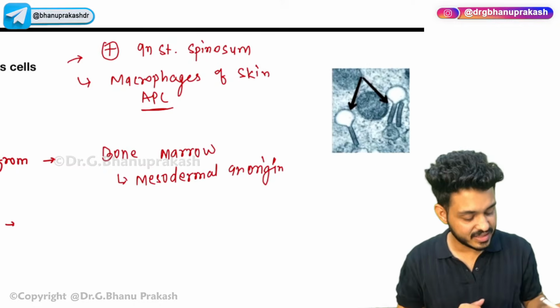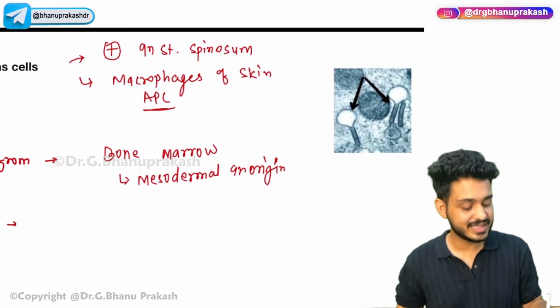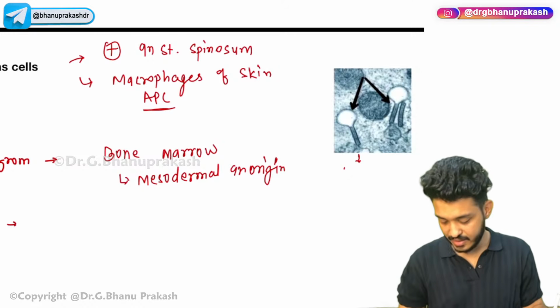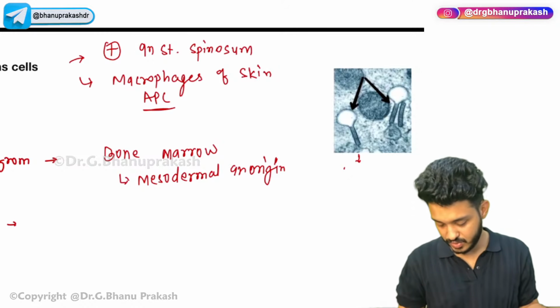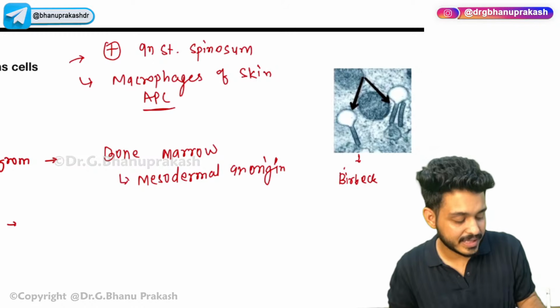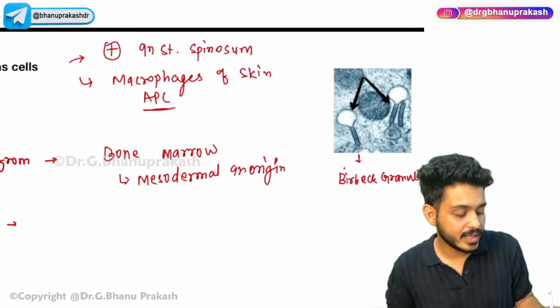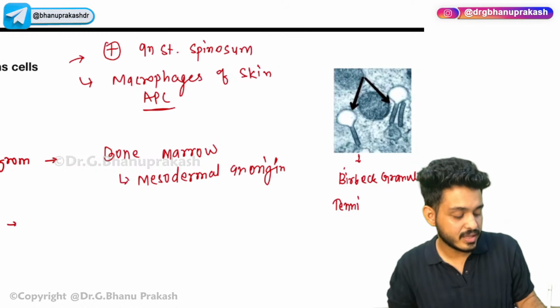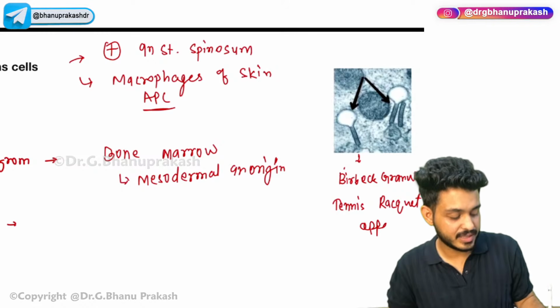So what is this structure that you will find along with this? This is known as a tennis racket appearance. Very good. So that is known as Birbeck granules. These are your Birbeck granules. And what is the shape? That is your tennis racket appearance, guys.